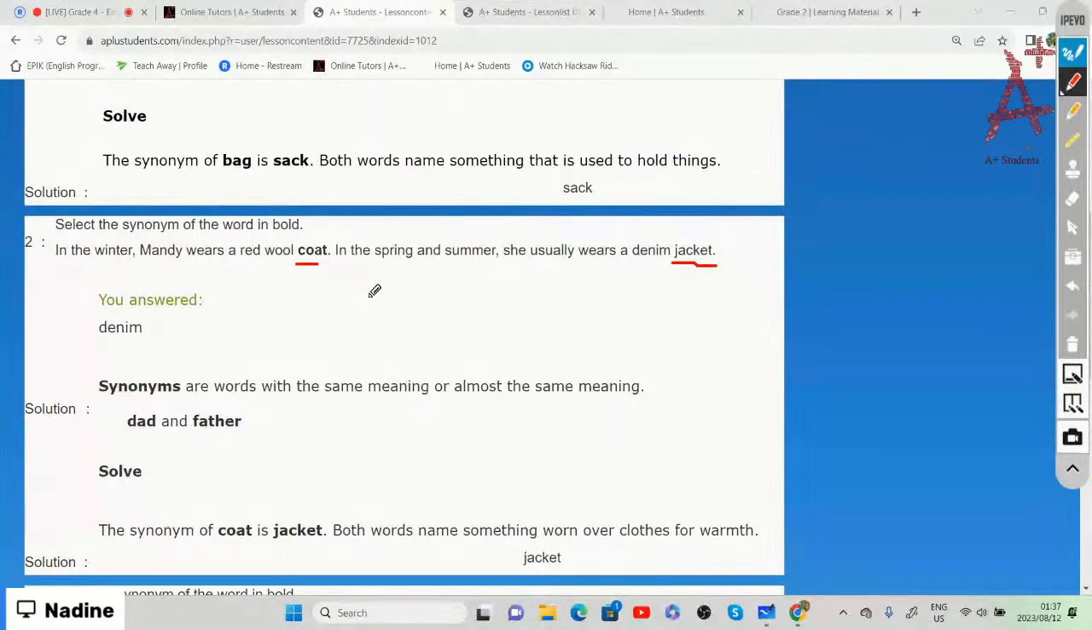So a jacket is the synonym of coat, or coat is the synonym of jacket. And both of these, coat and jacket, mean that it is worn over clothes for warmth. So you wear a jacket for warmth and you also wear a coat for warmth.